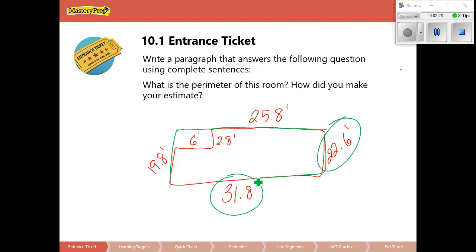But whenever we're talking about just the perimeter all the way around, really we can take 31.8 plus 31.8 plus 22.6 plus 22.6 right off the side, and we would get 102.8 feet.